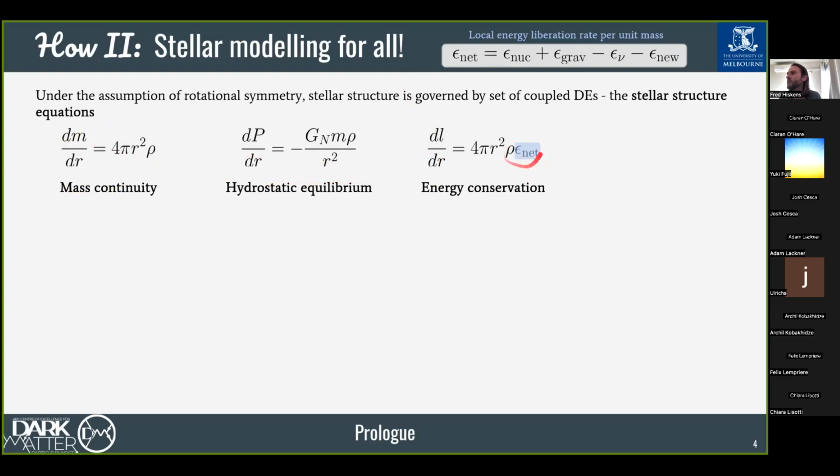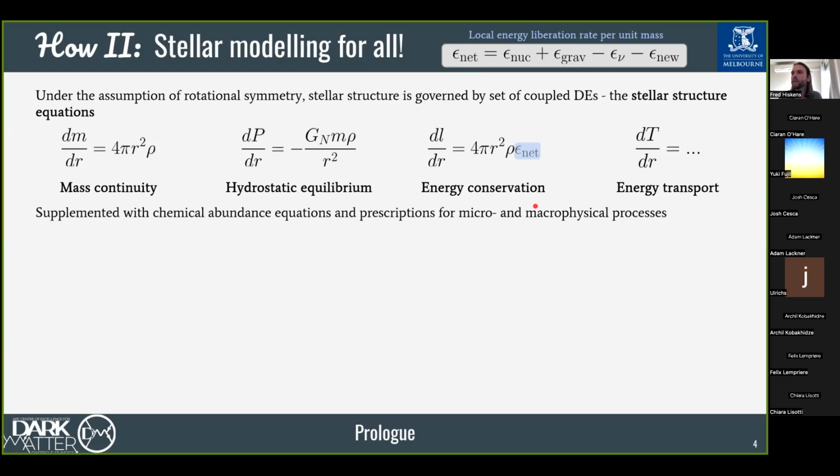And then we have this parameter epsilon net here at the end. So this is the local energy liberation rate per unit mass. And it's given as a sum with positive contributions from nuclear burning and gravity, and then negative contributions coming from energy loss to neutrinos, and also energy loss to any new source you're putting in. And so this is the term that we want to edit if we're going to include WISP energy loss in a self-consistent way. And then the final equation we have is energy transport, and this can take a number of different forms depending on whether convection, conduction, or radiation are responsible for energy transport in that stellar region.